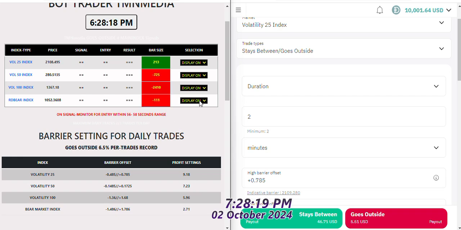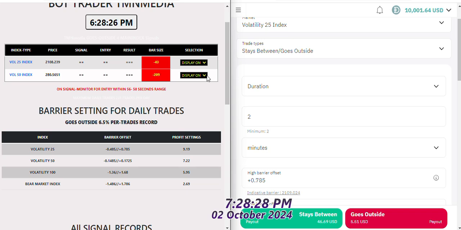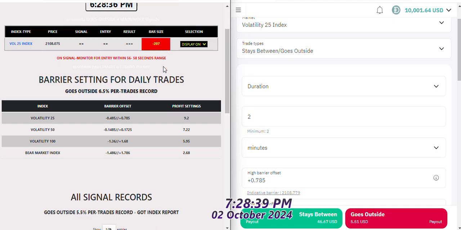So all I need to do, if I'm going to work with 25, is remove all the others I'm not going to be using. So I'm going to leave only, should I do 50 and 25? Nah, let's just work with one. Okay, so I'm going to be waiting on 25 index.